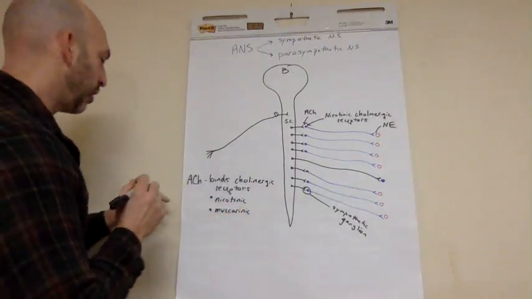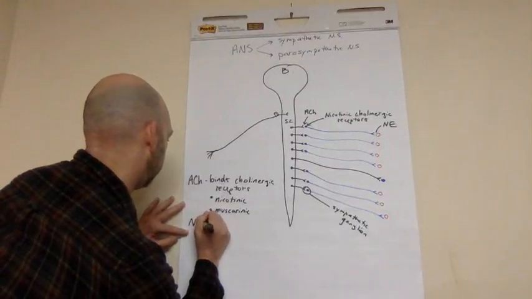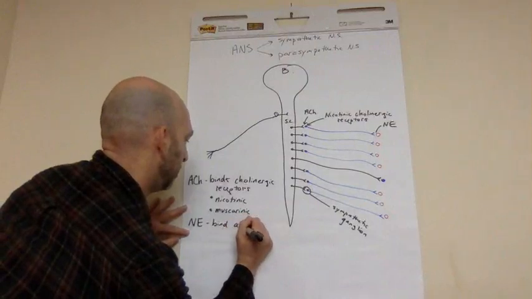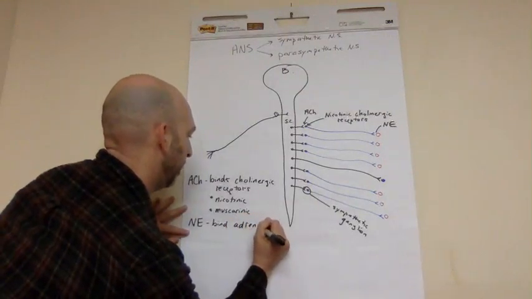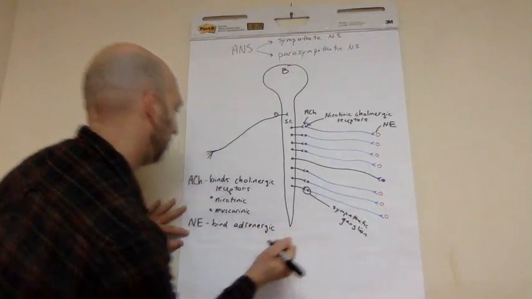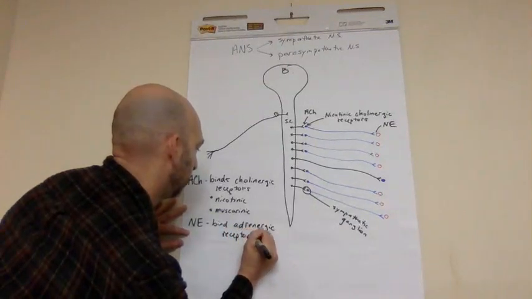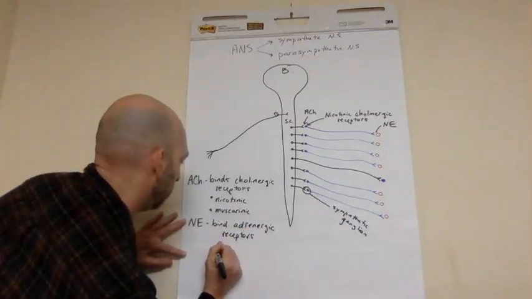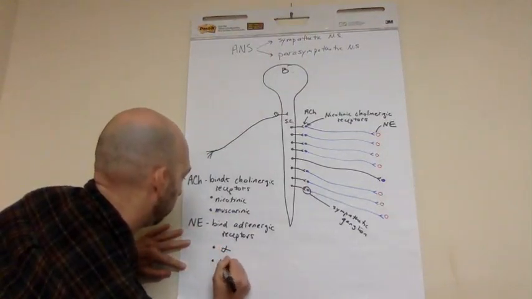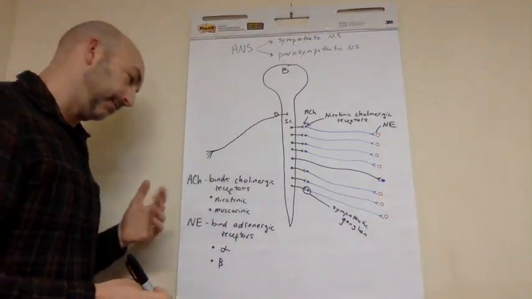Okay, and norepinephrine, get down a little lower here, binds adrenergic receptors, and they fall into alpha and beta types, right? And they're actually subtypes of those types.